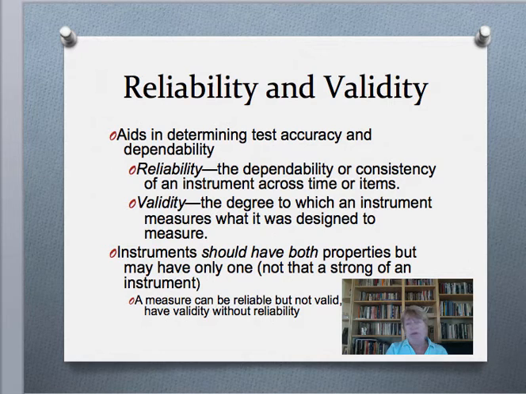Instruments that we use, particularly for the purposes of assessment in special education and assessment for eligibility in particular, should have both properties. They should be both reliable and valid, but they may have only one. And in that case, it's not that strong of an instrument, and it is not an instrument that we should be choosing to use. So when we think about reliability and validity, we really are thinking about, if I look at the reliability and validity of a test and it's not good or it's not high, is this a test I really want to use to make important educational decisions about a child? And for my money, I want a test that's reliable and valid.